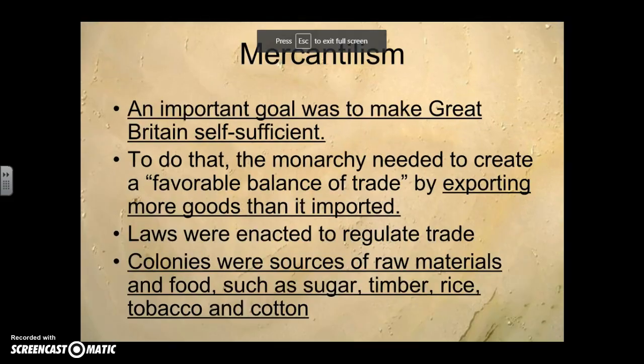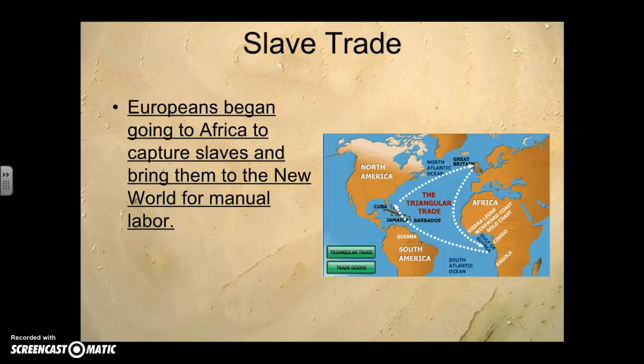Mercantilism, an important goal, was to make Great Britain self-sufficient. To do that, the monarchy needed to create a favorable balance of trade by exporting more goods than it imported. So if you export more than you import, you're going to make money. So, colonies were sources of raw materials and food such as sugar, timber, rice, tobacco, and cotton.